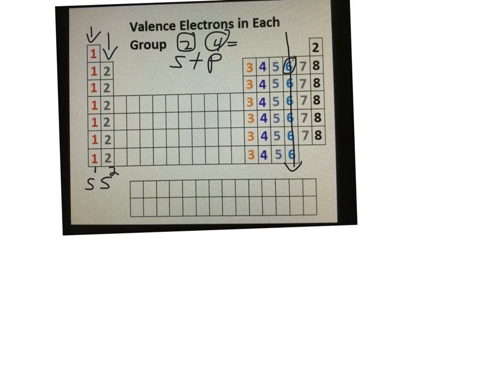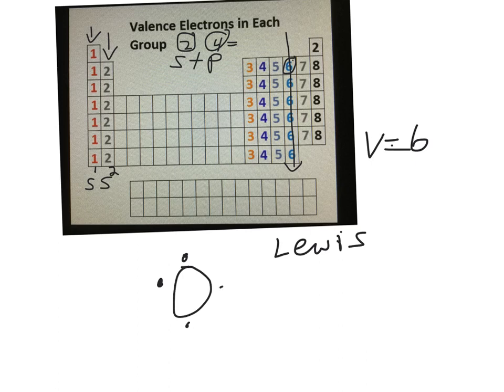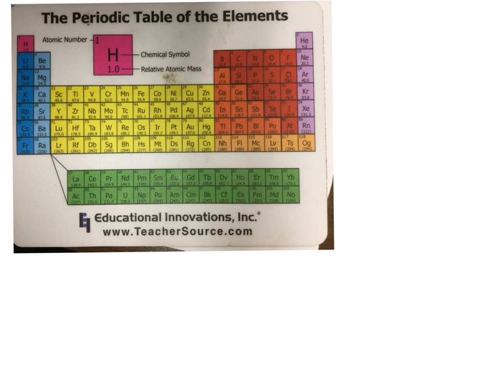If we take oxygen, because it has a valence of 6, that means the Lewis dot structure is going to have 6 dots. So you have 1, 2, 3, 4, 5, 6. And this is your Lewis dot structure for oxygen. Okay, so now let's go ahead and put a compound together.